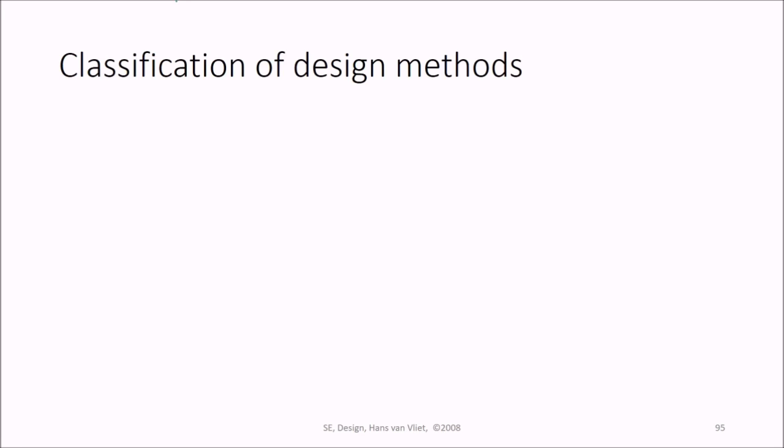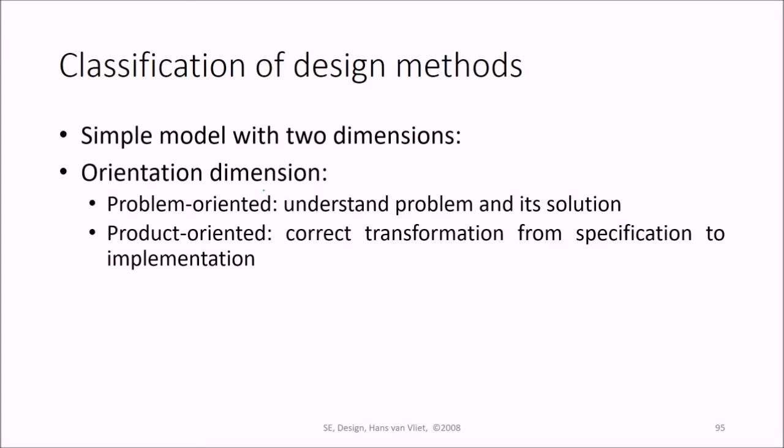So how do we classify design methods? A simple model with two dimensions can be used. The orientation dimension can be problem oriented or product oriented. If it is problem oriented, we understand the problem and its solution. If it is product oriented, we perform the transformation from specification to implementation.